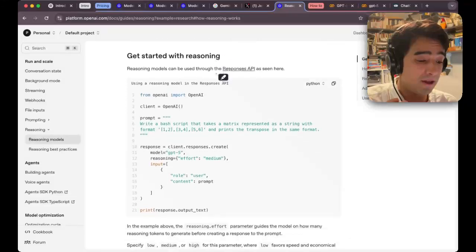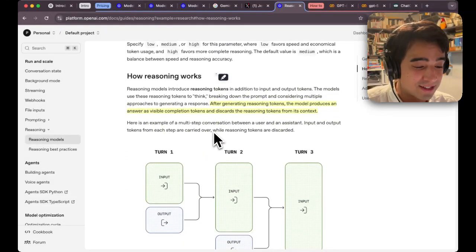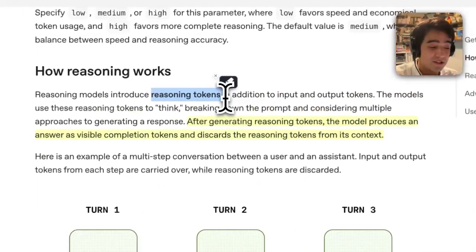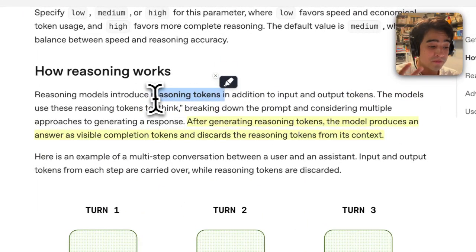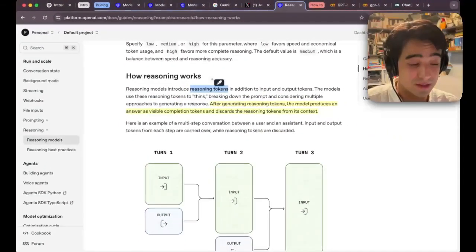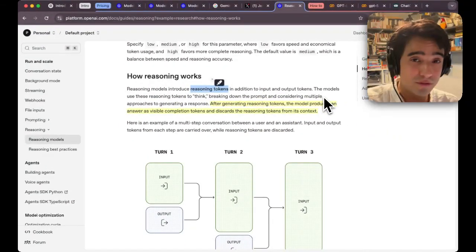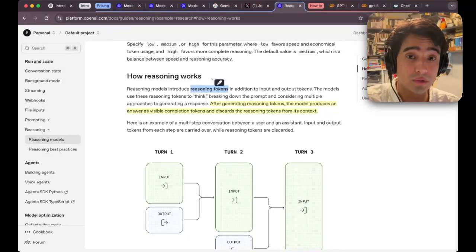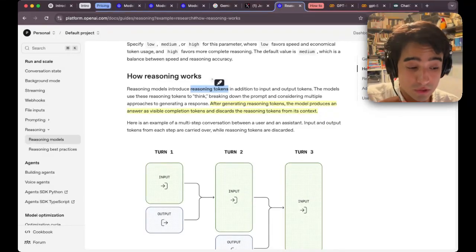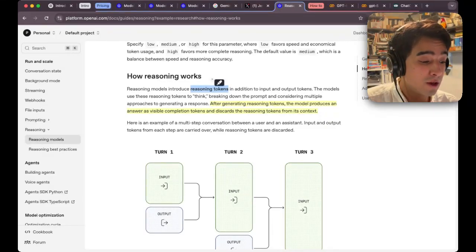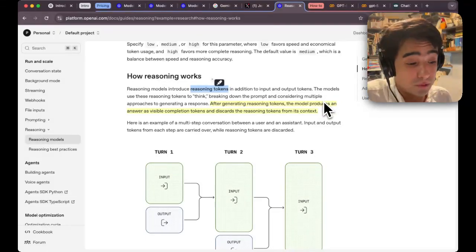But something to keep in mind is that they actually introduce reasoning tokens in addition to input and output tokens. And these are billed as output tokens themselves, okay? So even if you don't see the reasoning tokens that they use to decide what it's going to answer to you, you are being charged for them. And you do not have access to the reasoning tokens themselves. So that can be kind of a tricky thing to get used to.